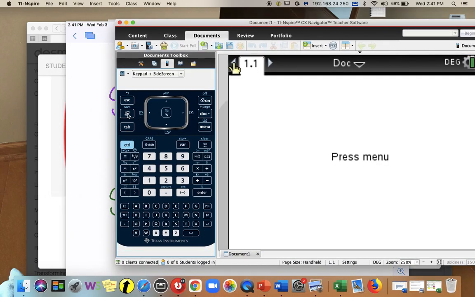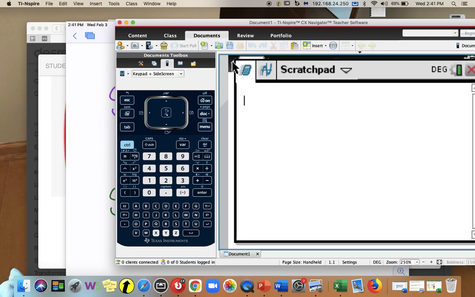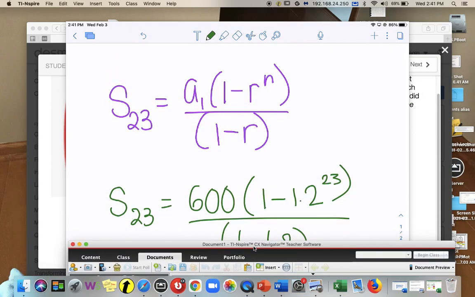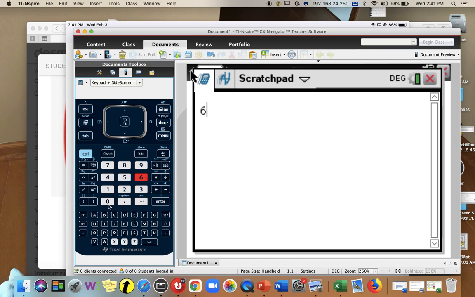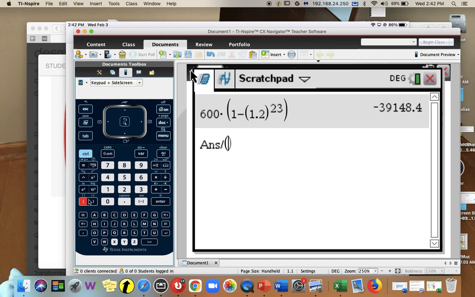Okay, so let me type it in here. So we start with 600 times parentheses, 1 minus our ratio, 1.2, to the power of 23 for 23 days. I like to hit enter, and then divide by 1 minus the ratio.